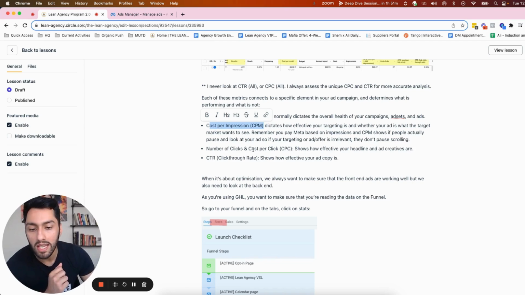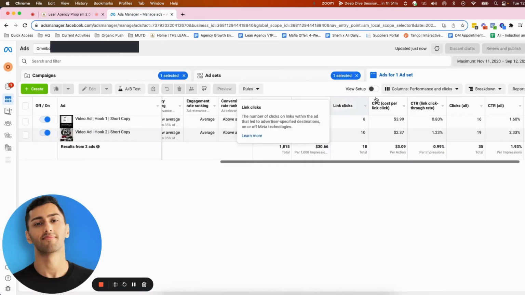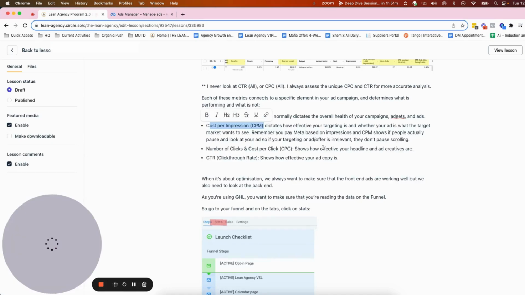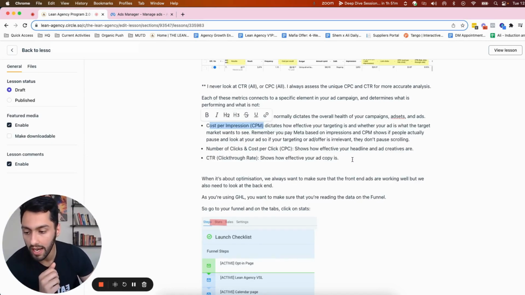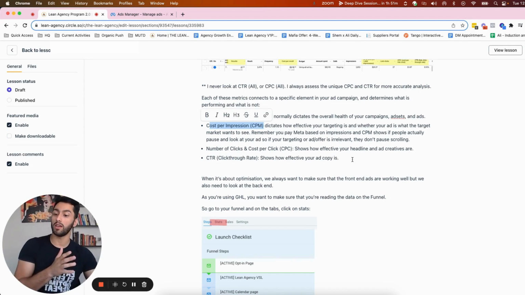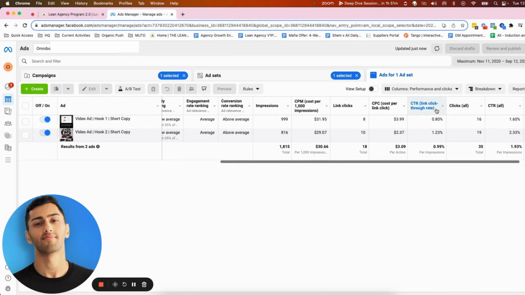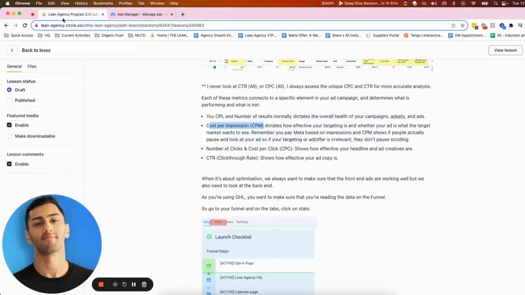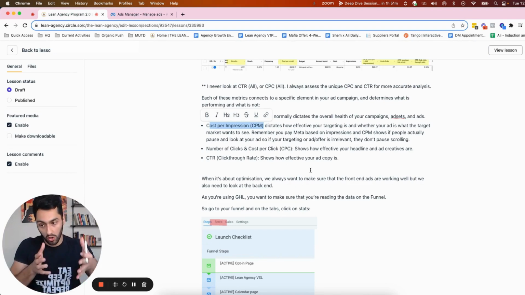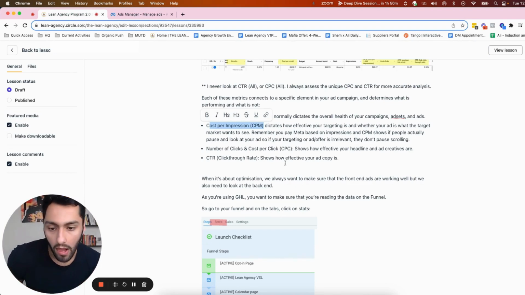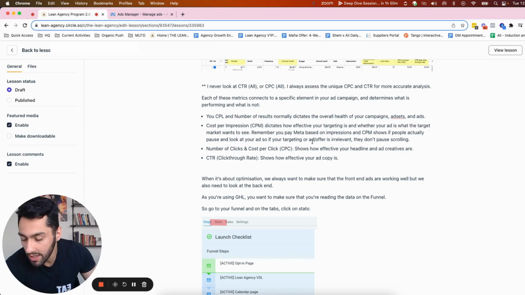The number of clicks and cost per click here is going to dictate how effective your creatives and headlines are at pushing somebody to read your copy. And when we go to CTR, that's the metric that shows how effective your copy is, because they're going to go through to the next step. So when you understand what metrics are important and what they actually mean, then you can analyze the basic performance of the front end ads.